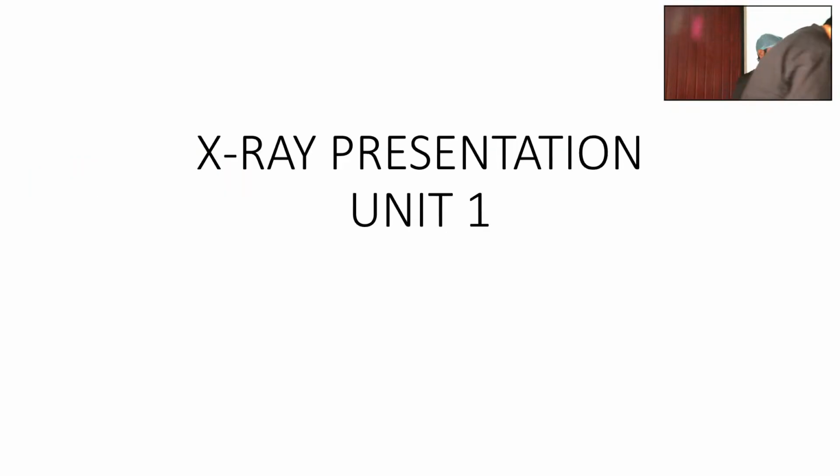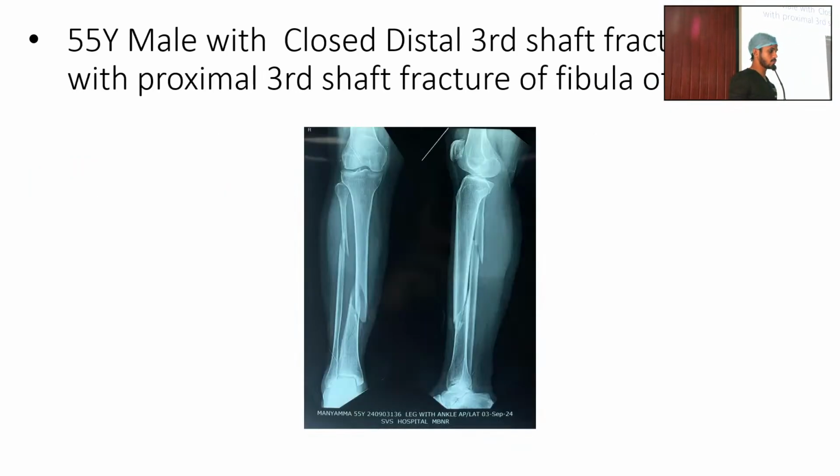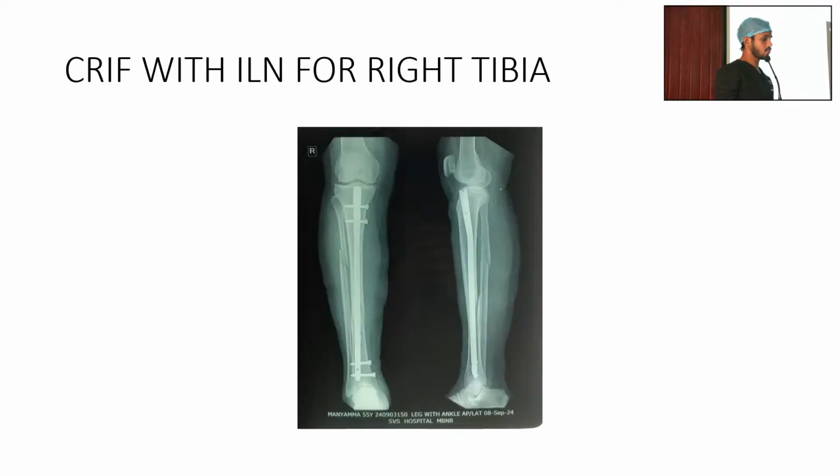Good morning, sir. These are cases done in Unit 1, sir. It's a 55-year-old male with closed distal third shaft fracture of tibia with proximal third shaft fracture of fibula of right leg, sir. We have done closed reduction internal fixation with interlocking nail for right tibia, sir. How old is the patient? Sir, 55 years. Huh? 55, okay. Look at the knee. Changes are starting. Okay, okay.